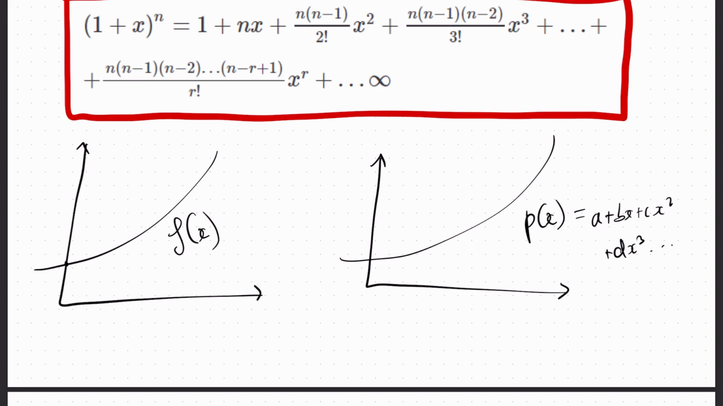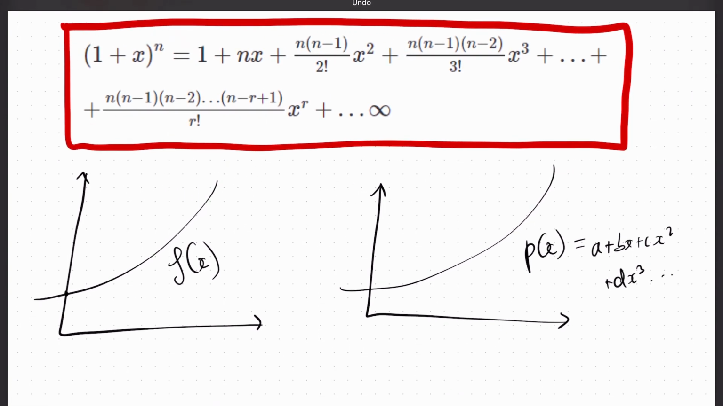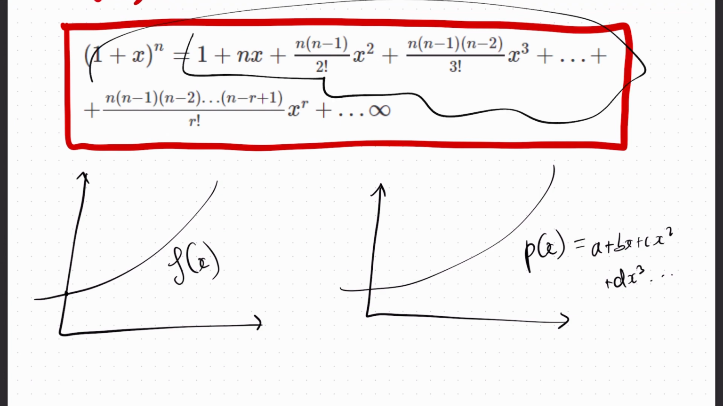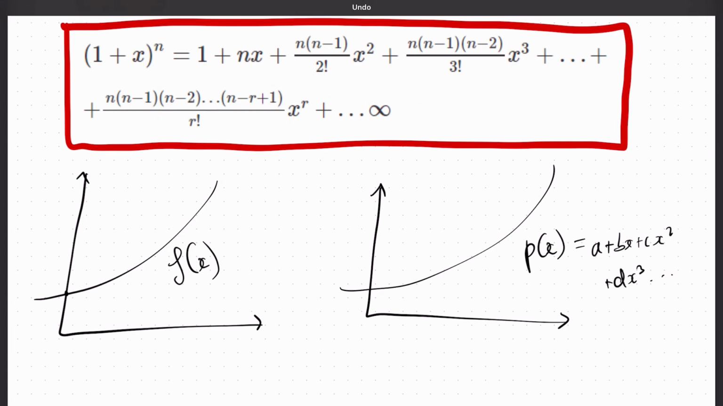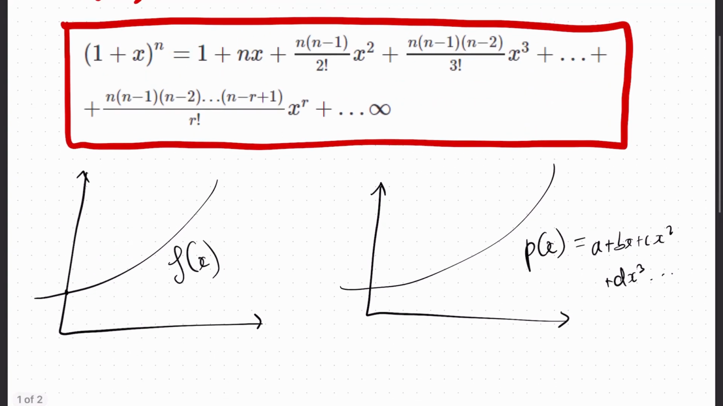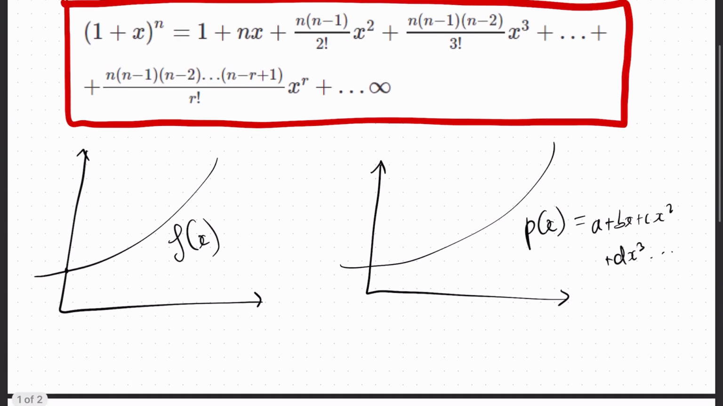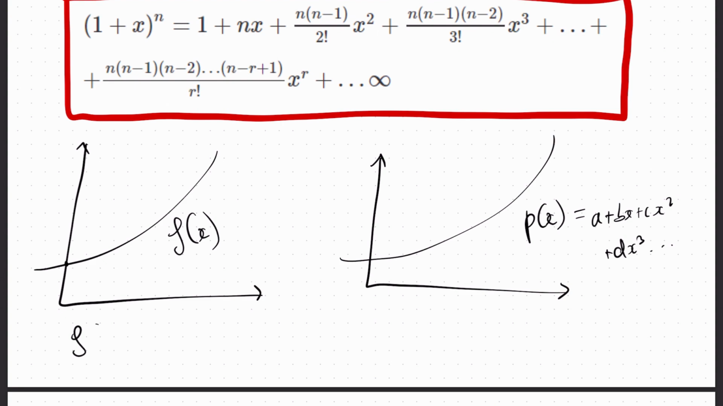So I'm basically going to be expanding this out like a Taylor series, and you should see that it actually matches this over here. Let's actually start doing that. The first thing I'll do is define f of x. Let's define f of x to be equal to this function over here, which we want to find this infinite series for, (1 plus x) to the n.